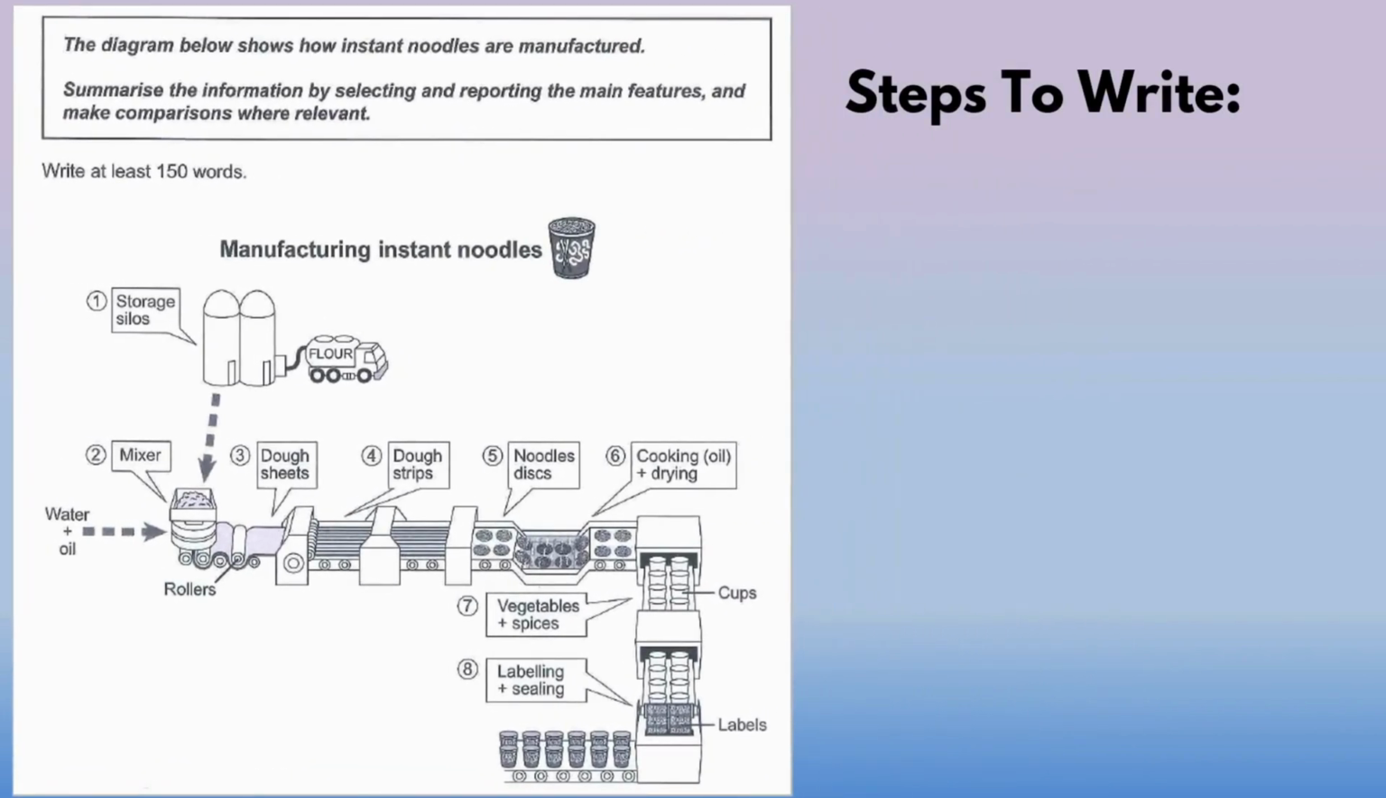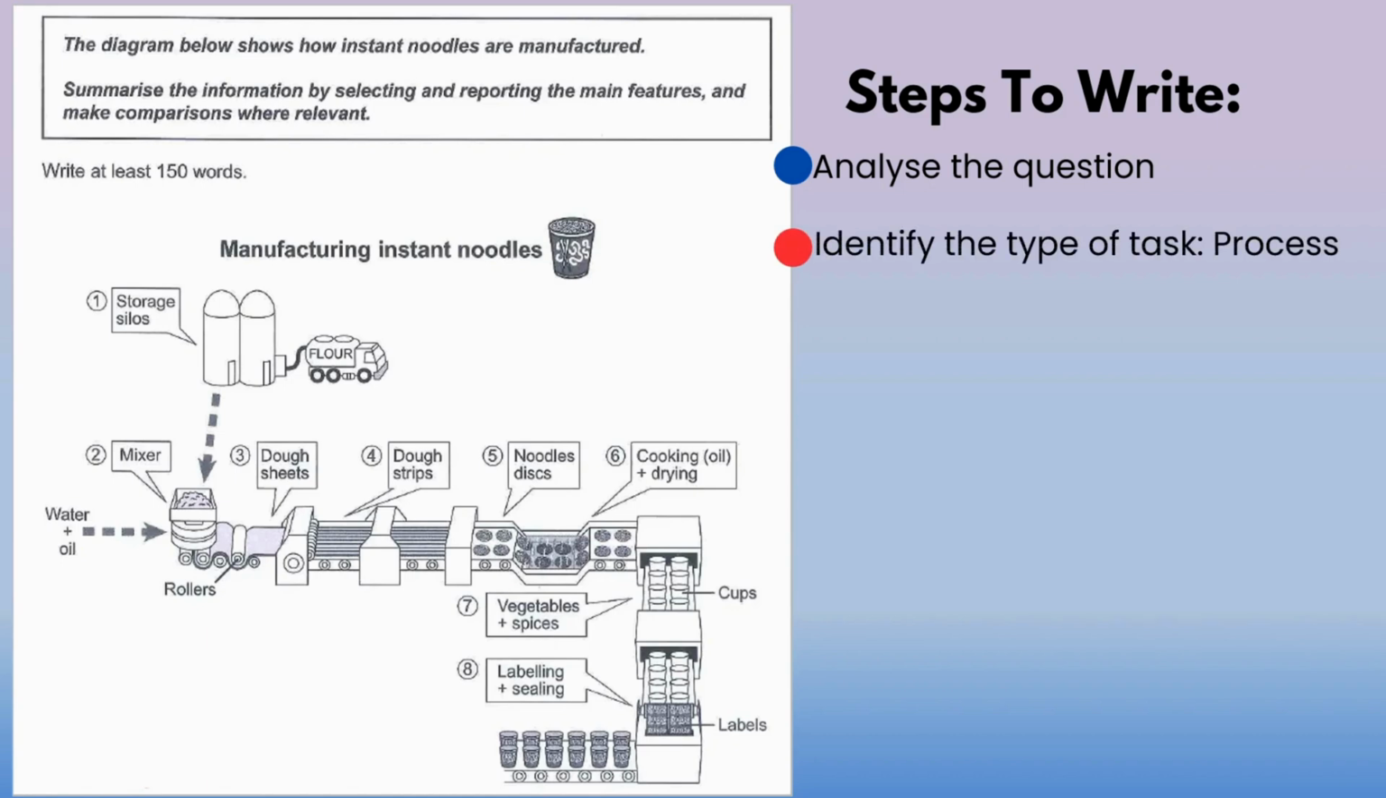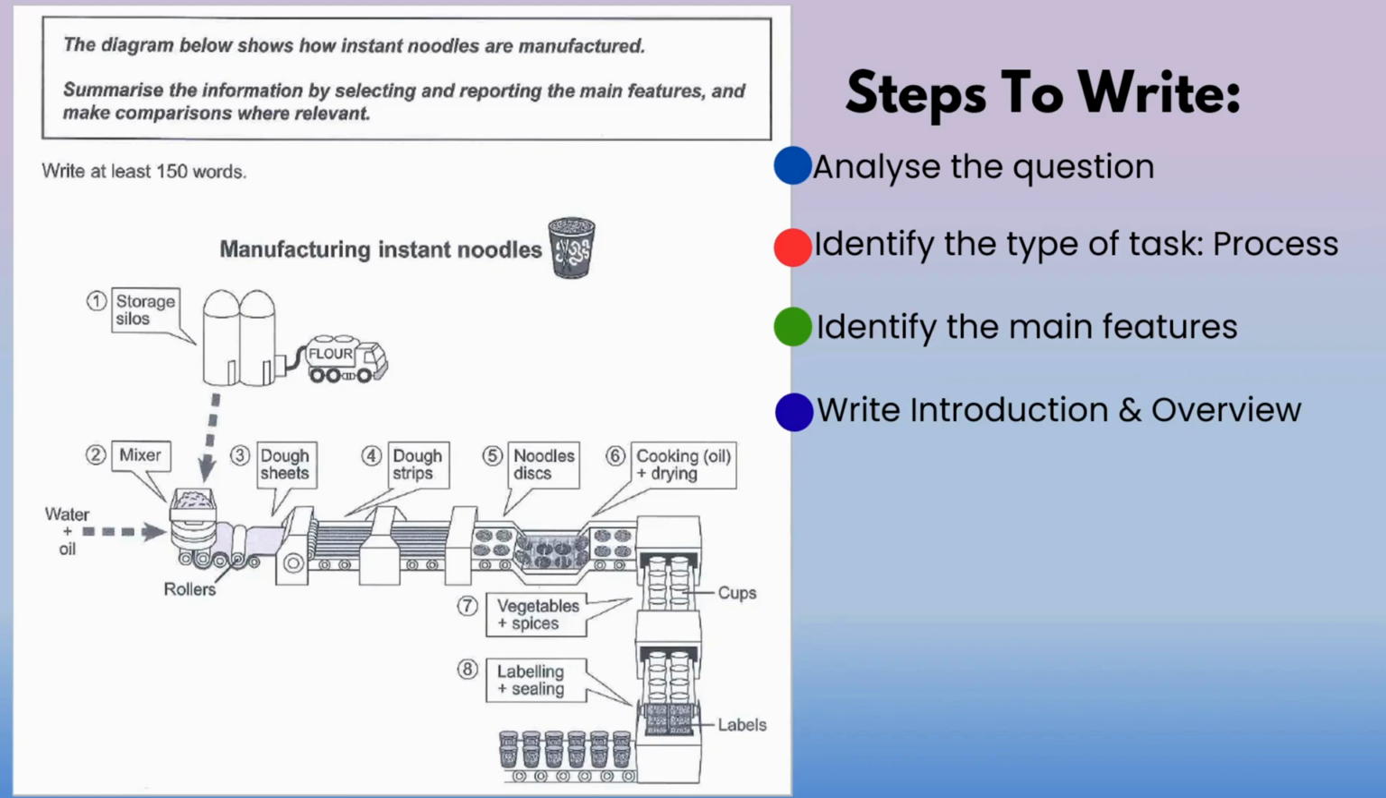So, we should know the steps to write a high scoring band task 1. First of all, we need to analyze the question. What is the question? You should identify the type of the task. From the image it is very evident that the image is showing some kind of process, so it is a process diagram. You should identify the main features of the diagram, especially stepwise. You should write an introduction and an overview.